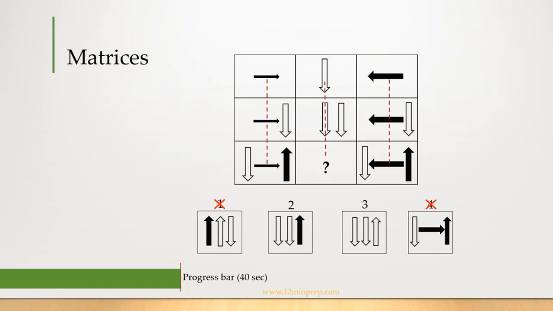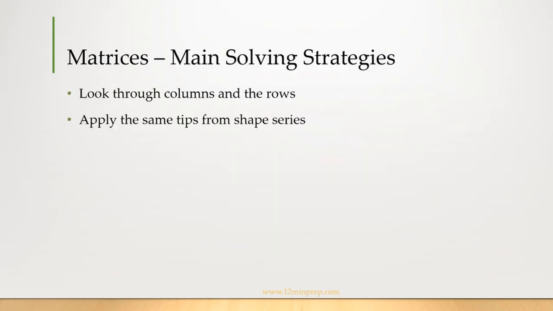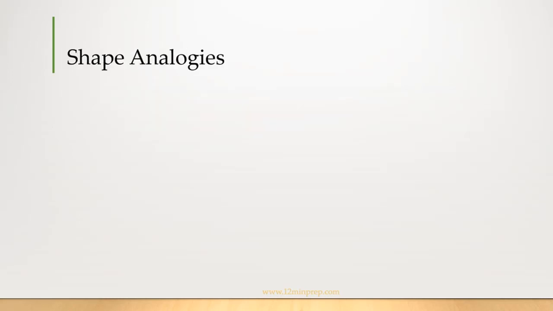There are more patterns that can be observed in the column. For example, the addition of an empty arrow pointing downwards, which is then replaced by a black arrow pointing upwards. This brings us to choose answer option 2 as the correct answer. The main solving strategies for matrices are of course to look through the columns and the rows, and to apply the same tips from shape series.